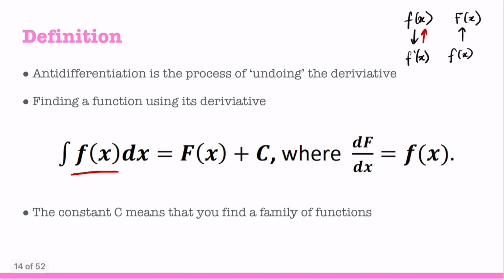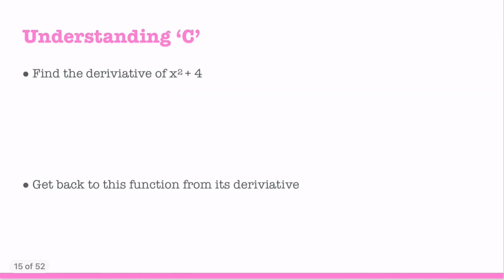But in either case, this is still a derivative, and this is the original, or the equation that is 1 degree up. The constant c means that you will find a family of many functions, which is what we're going to discuss now. So what does this plus c mean, and why do I need to add it on every time I antiderive it?